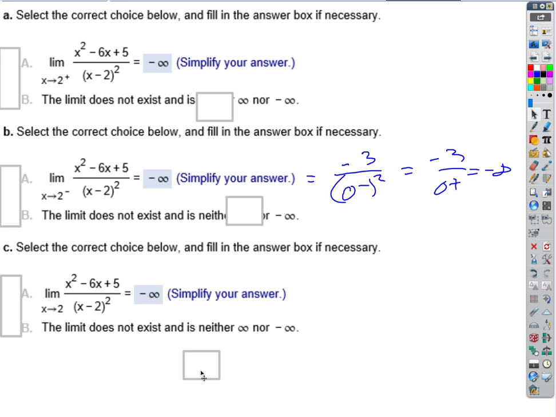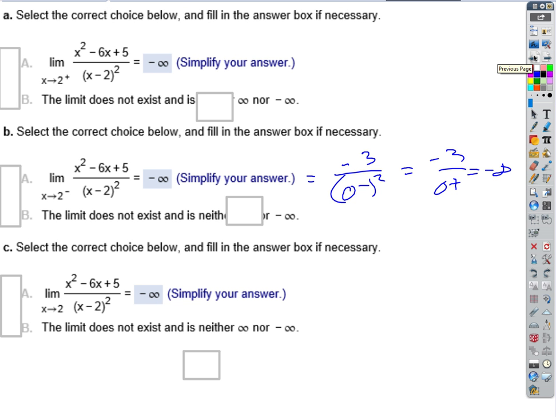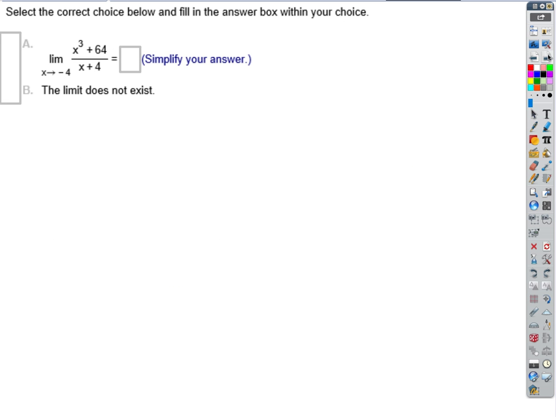Yes. Okay. I have a quick question. 0 over a number, that means that it's 0? 0 divided by a non-zero number is just 0. Okay. Yeah. Okay, more of the same.